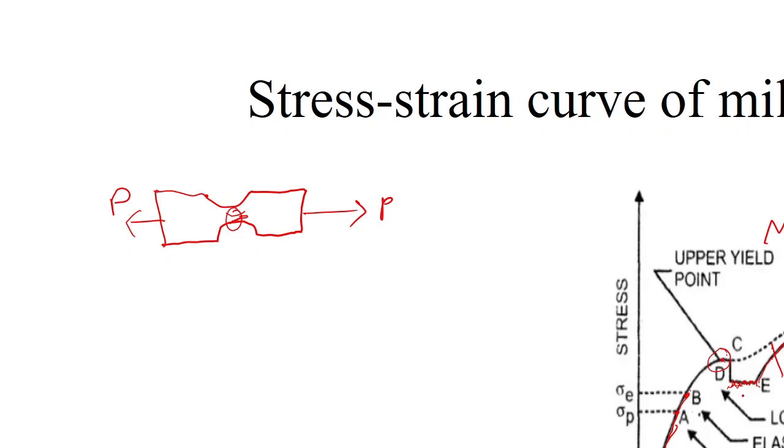When we come to the mild steel stress strain curve, sir, there is a statement called: if the 50% of the length is less, it is called ductility. Is it true or false, sir?